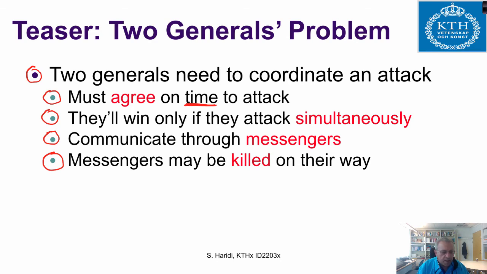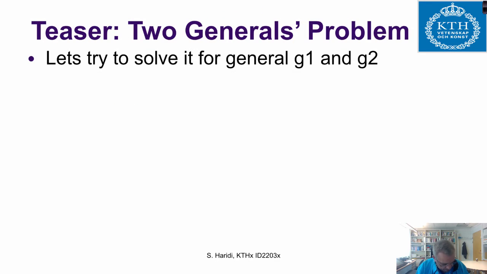This problem illustrates the following abstraction: we have two actors, and these two actors need to achieve mutual knowledge under the assumption that they can communicate by sending and receiving messages. These are the messengers. And a message can be lost with a definite non-zero probability, and they have to agree on a specific time.